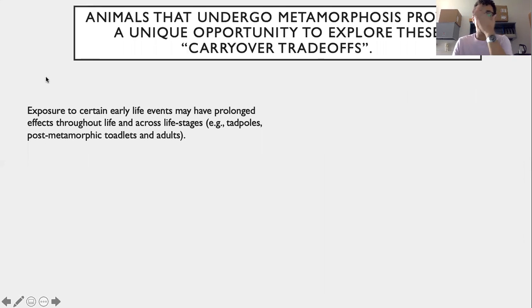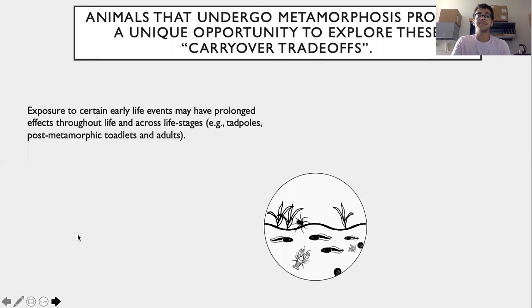So animals that undergo metamorphosis provide a really unique opportunity to explore these carryover trade-offs because they have such a plethora of events and adversities that they have to avoid in life and be able to adapt to. So this is that exposure to early life events may have prolonged effects throughout life and across life stages. In the case of tadpoles, this is limited research that I've done with them so far, but they have enemies from crawfish, trematodes, and fish that live in the water, and they have to be able to adapt to these within that life stage.